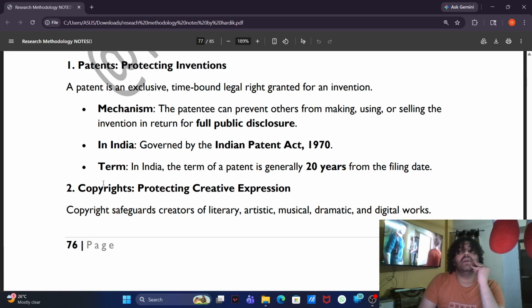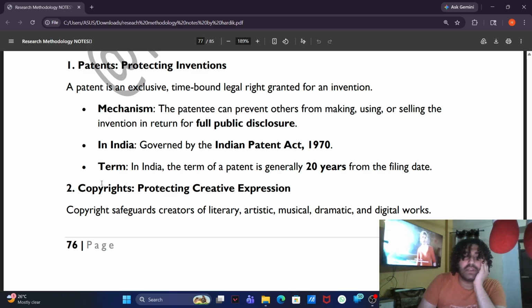Patents. Protecting inventions. A patent is an exclusive, time-bound legal right granted for an invention. This mechanism, the patent, can prevent others from making, using, or selling the invention in return for full public disclosure. In India, it is governed by the Indian Patents Act 1970. Term: in India, the term of a patent is generally 20 years from the filing date.